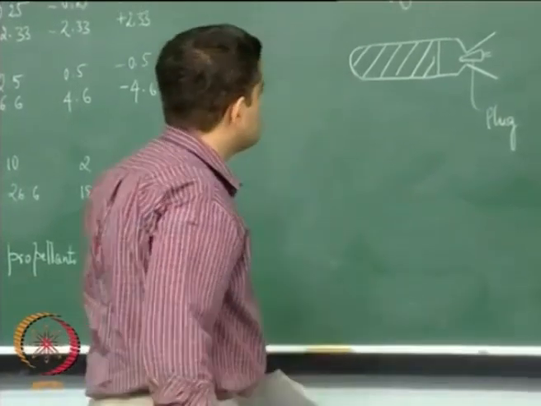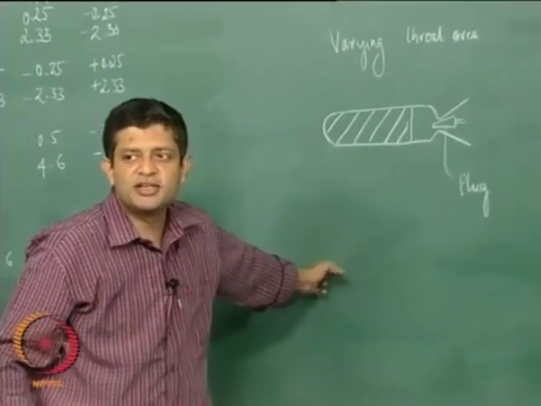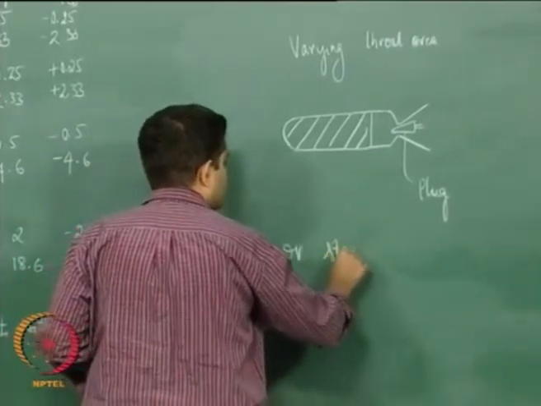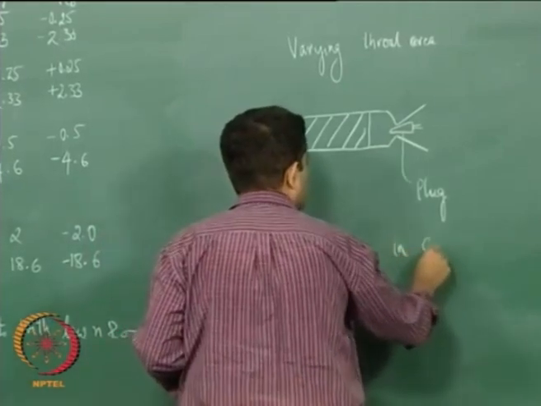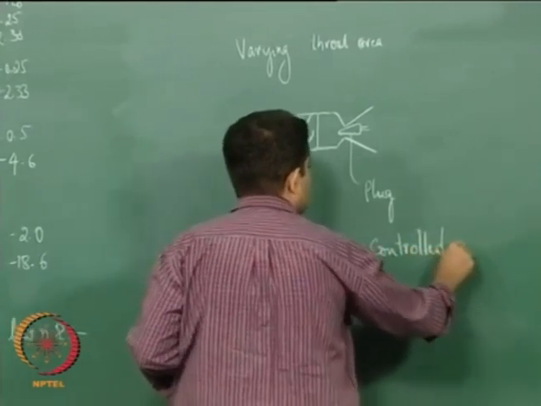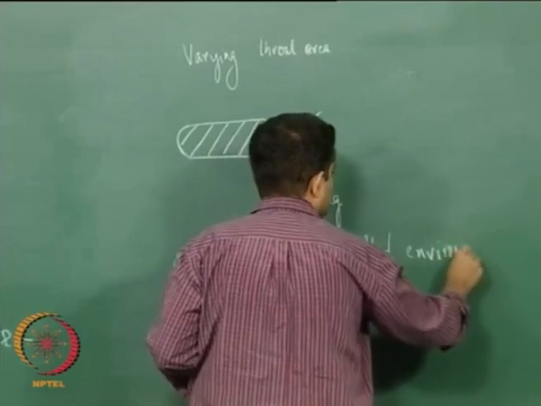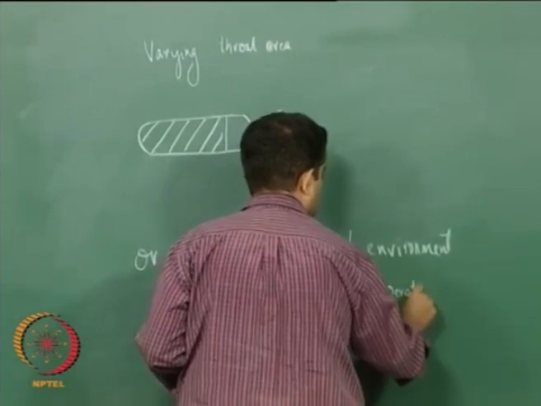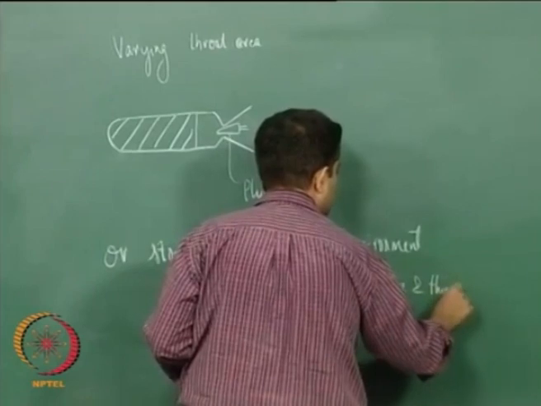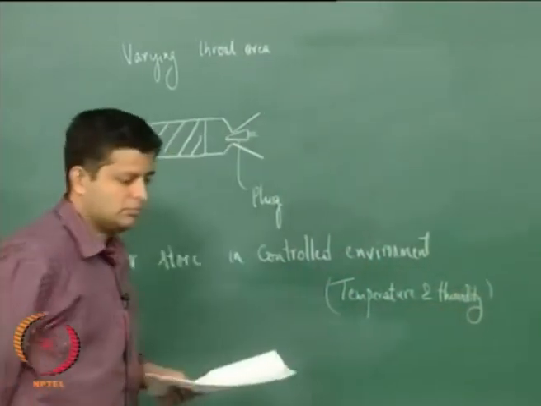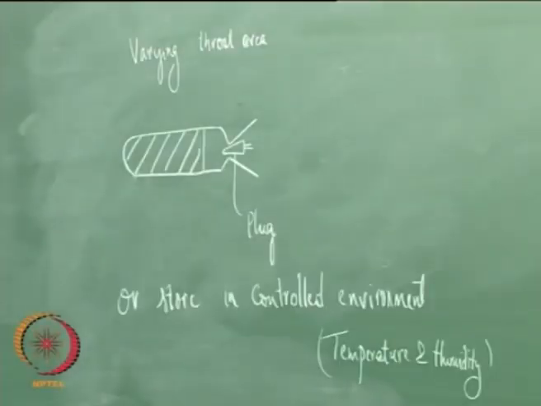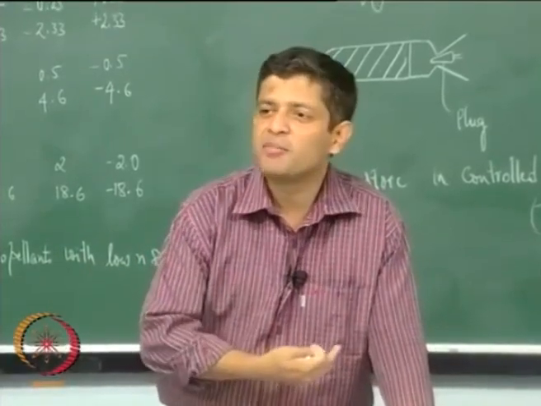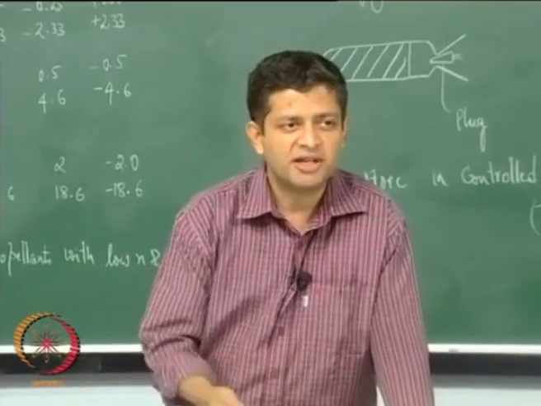And as I said, if you cannot do this either, then the only way is to store it in a controlled environment. These are not possible for very large rocket motors also. In large missiles, you cannot have them stored in a controlled environment and then move them to the launch pad within a very short time.